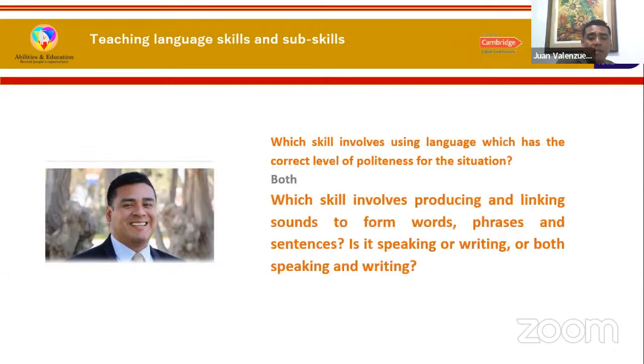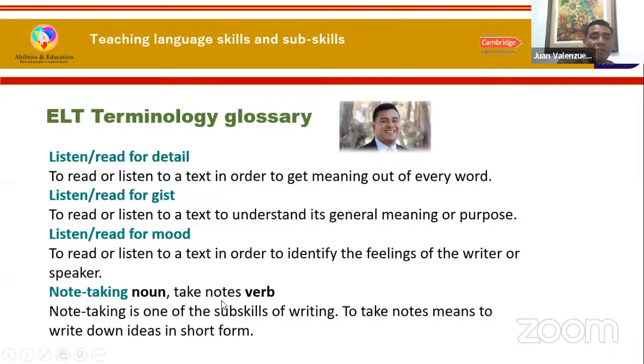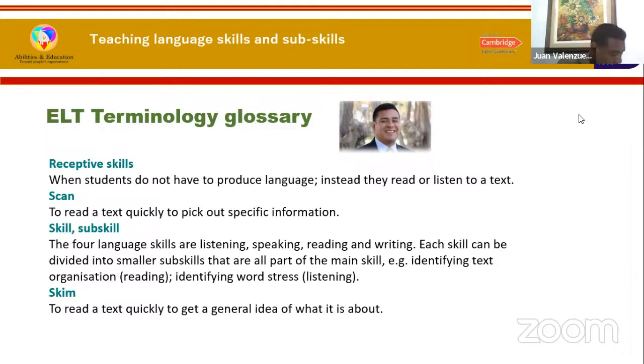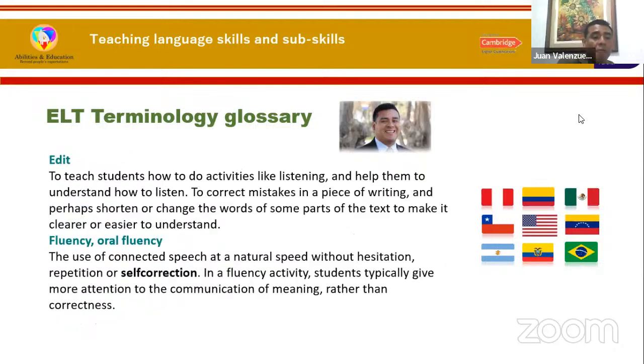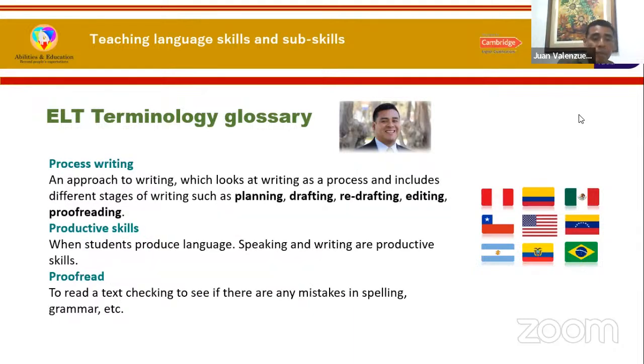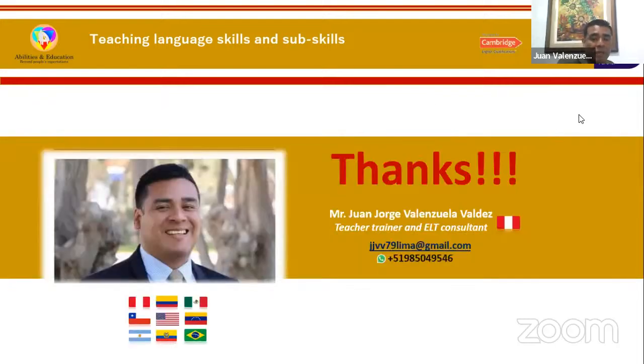Okay, now, let's have a look at this terminology we have revised today. This is the end of my presentation. Remember that the presentation will be shared with you all. Mariela is going to share it. So here you have the terminology we have revised. Skills development, accuracy, draft, edit, fluency, oral fluency, proofreading, productive skills.